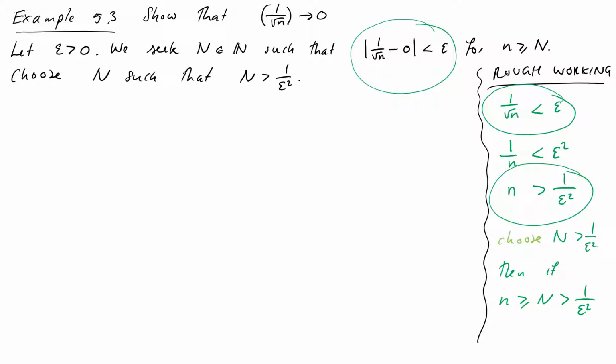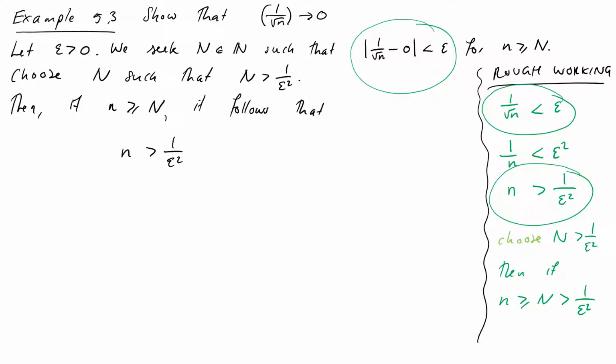Now the Archimedean principle is the thing that justifies me doing this. I can always find a natural number bigger than any particular real number. No matter what our choice of epsilon is, 1 over epsilon squared is going to be real, and so that applies by the Archimedean principle. Then, if n, little n, is greater than or equal to N, it follows that n is going to be greater than 1 over epsilon squared.